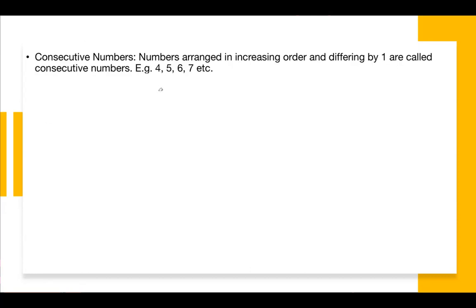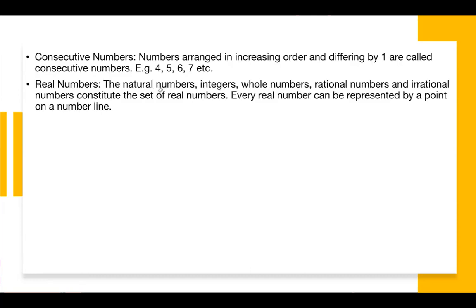Next, coming to real numbers, which I told you about in the previous slides. The rational numbers, irrational numbers, integers, whole numbers, natural numbers, everything will constitute the set of real numbers. Every real number can be represented by a point on a number line. The real numbers can be represented on a number line.